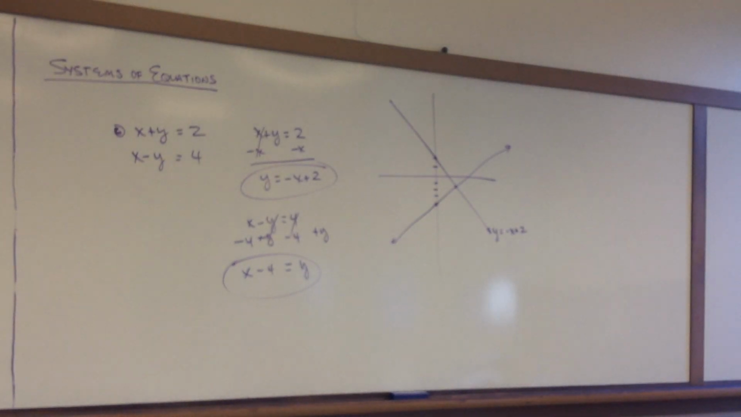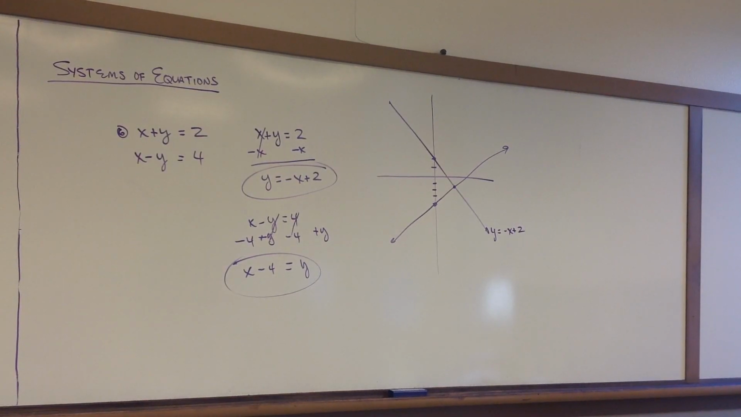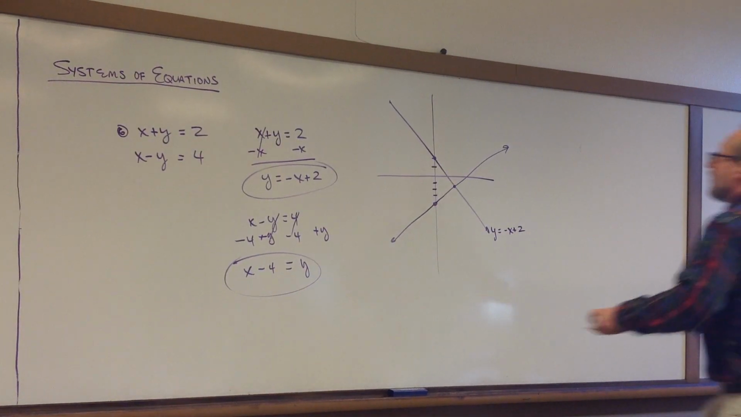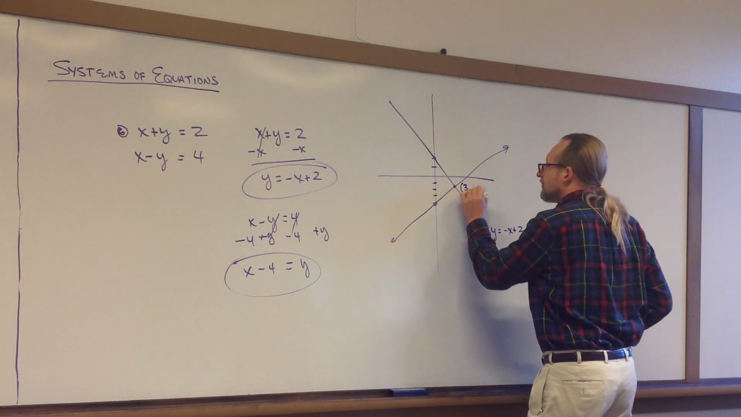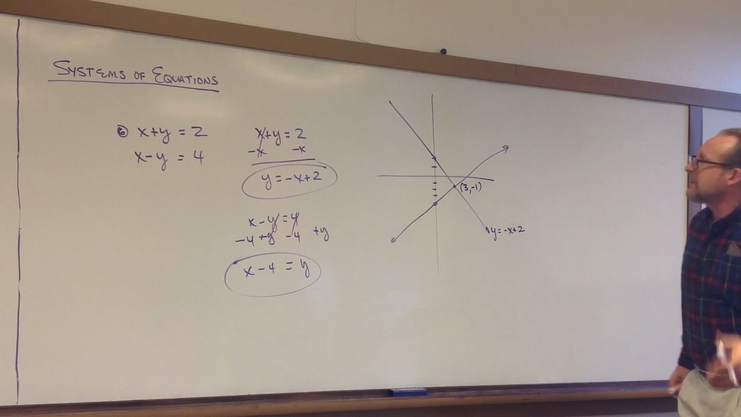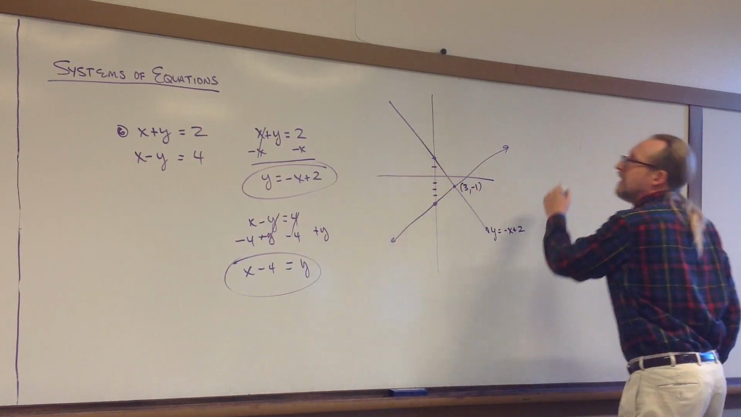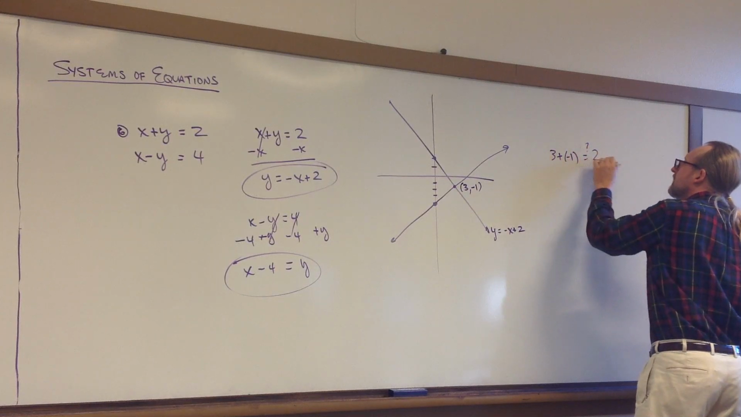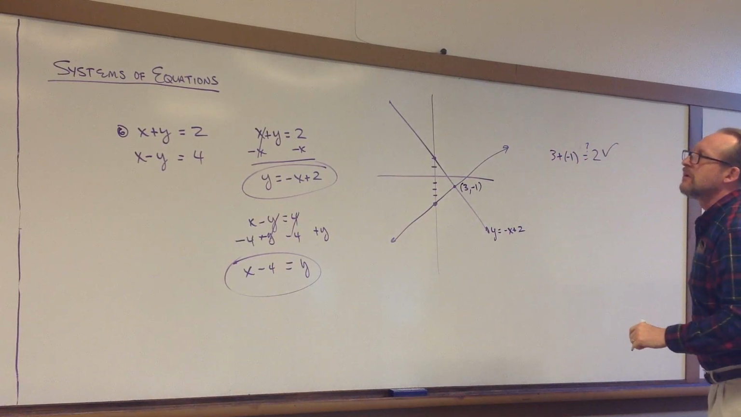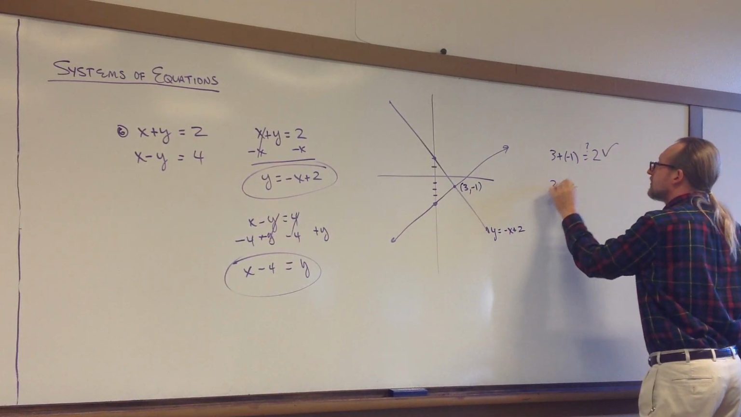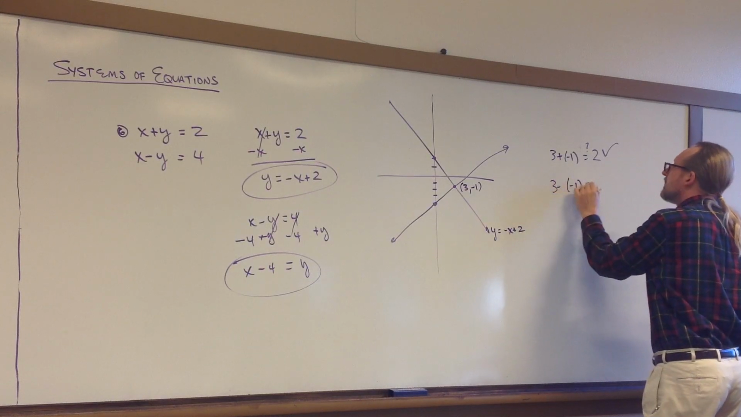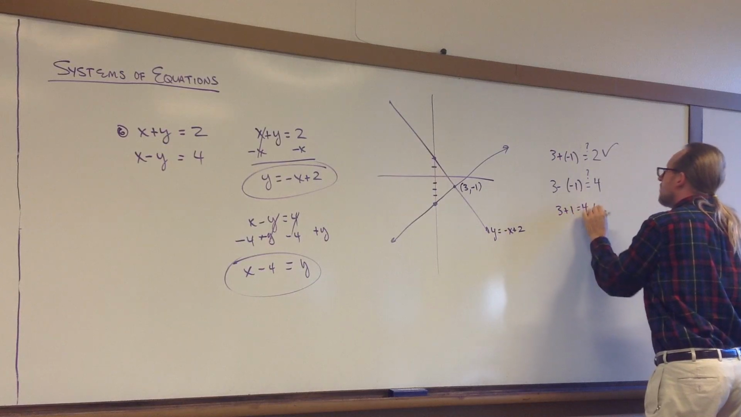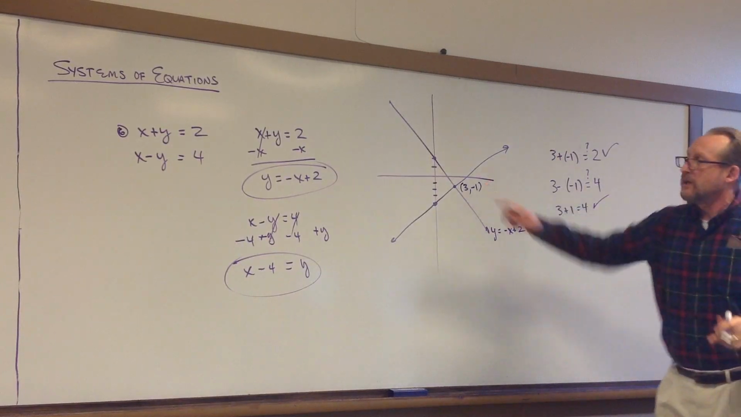So let's get the focus back on the board. There we go. And now I can identify this point appropriately as 3, negative 1. And we can check our answers too, right? If x is 3, y is negative 1, does that equal 2? Yes. If x is 3 and y is negative 1, does that equal 4? Yes, it does. Okay, so there's our solution.